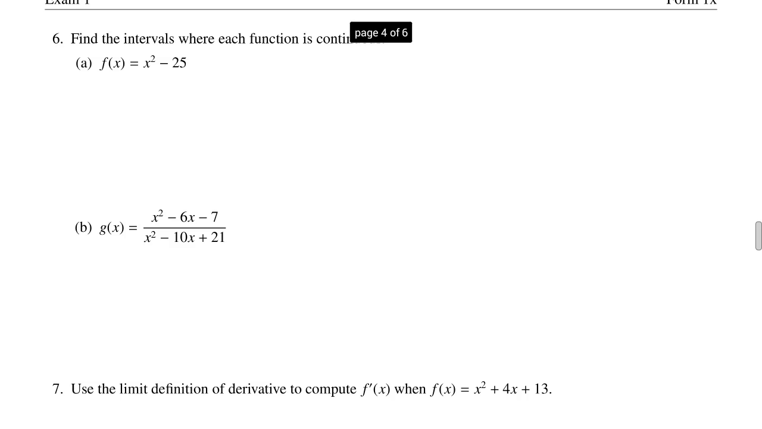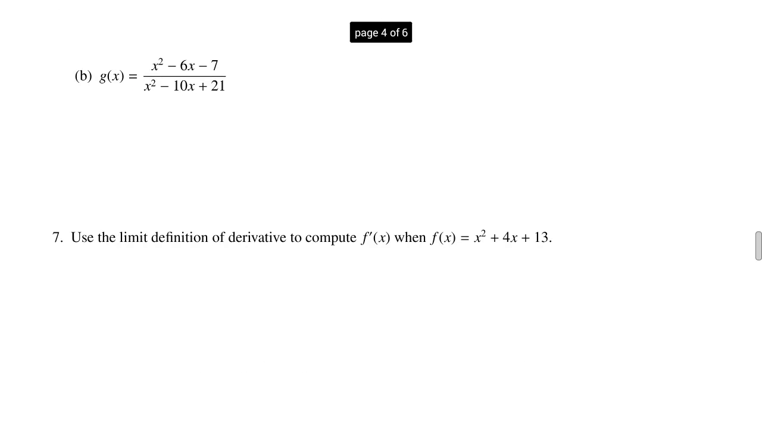Question 6. Find the intervals where each function is continuous. In part A, that's a polynomial, so it is continuous from negative infinity to infinity. Question B, we have a rational function.